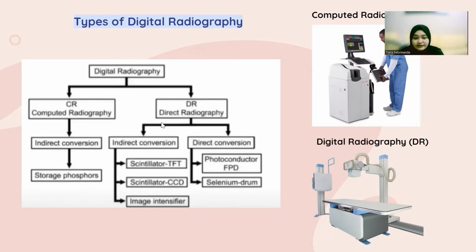And the second type is direct radiography, as we know as DR. DR is also divided into two types: indirect conversion and direct conversion. Indirect conversion includes the scintillator TFT, scintillator CCD, and the last is image intensifier. Meanwhile, direct conversion includes photoconductor FPD and selenium drum.